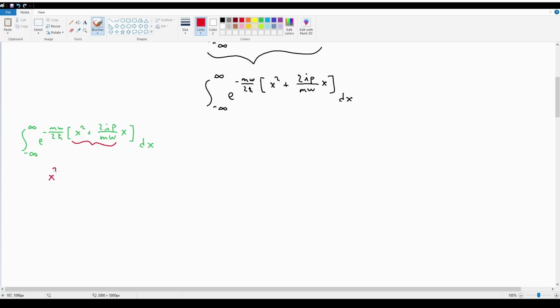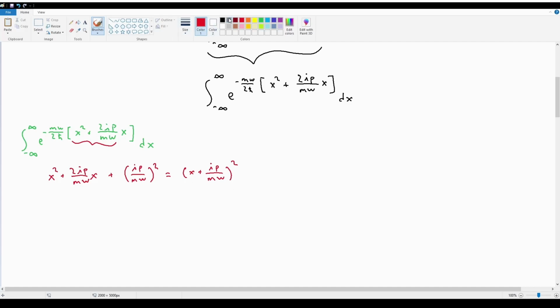This is going to be x squared plus 2ip over m omega times x. So if we want to complete the square, we take this b term that's in the middle here, and we halve it and square it. So we add (ip over m omega) squared. And if we do that, this is going to give us (x plus ip over m omega) squared, factored like that.